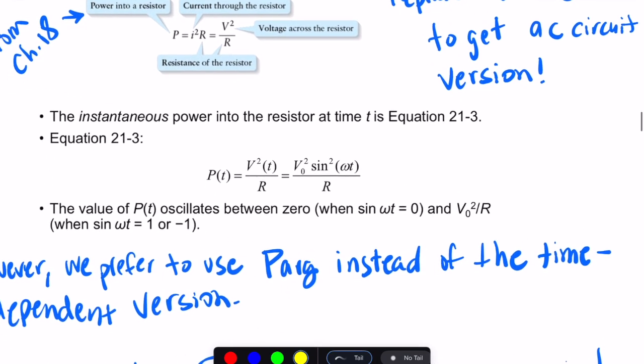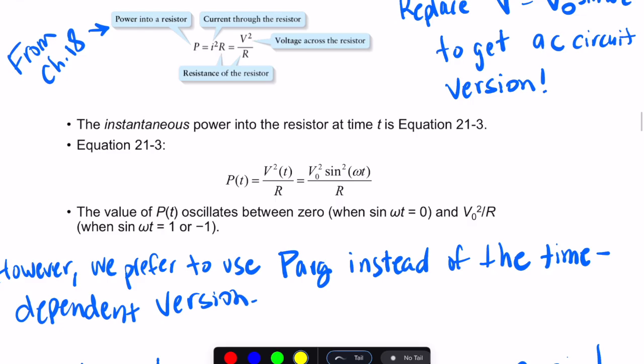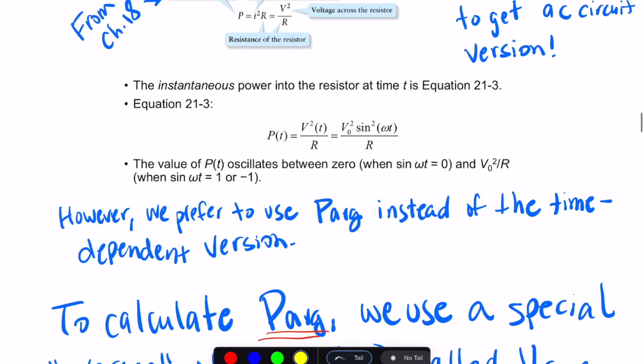But this instantaneous power equation is not the most widely used, because our electricity oscillates so quickly, 60 hertz. We don't really care what the power is at 0.1 milliseconds versus 0.2 milliseconds, right? We're going to care instead about the average power. So let's look at the average power.